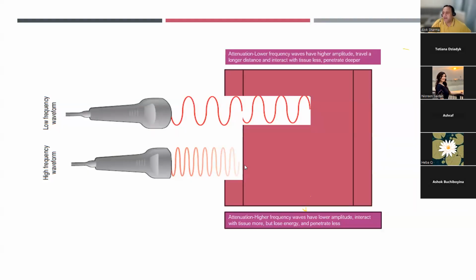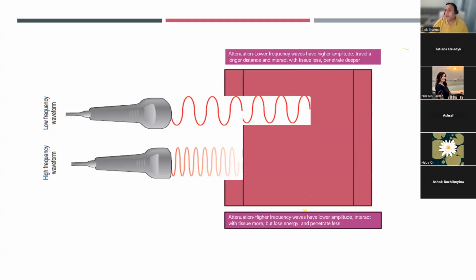Now, as they penetrate into tissue, because they're close together, they tend to interact with the tissue more. So let's assume this is 1 gram of tissue. The number of waves interacting with this 1 gram of tissue will be quite high. That being high means you're going to get more echoes back, and if you get more echoes back, you're going to get a very nice image.